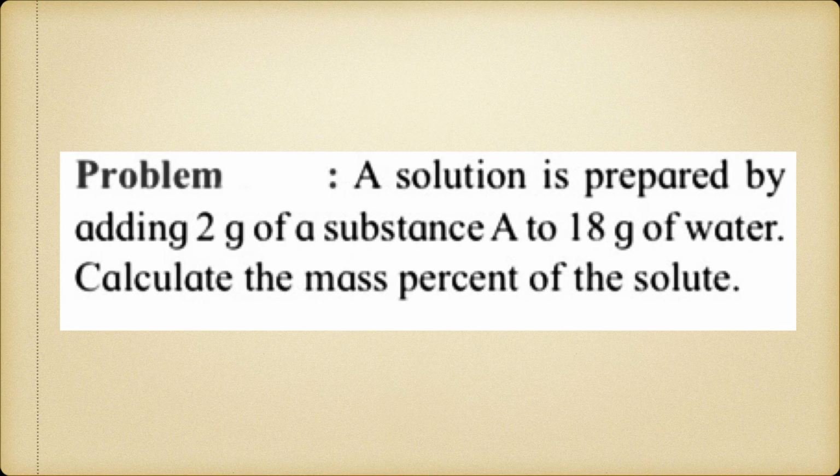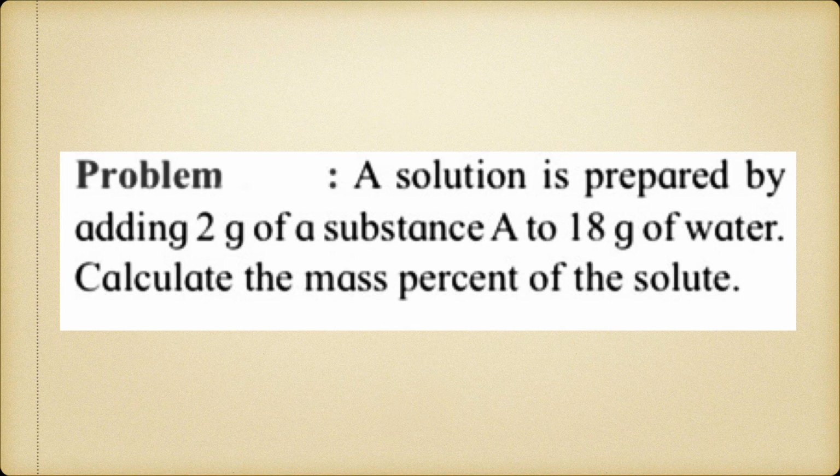So what is the formula for mass percent? It is equal to mass of solute upon mass of solution into 100%. Okay, over here what is given? 2 gram of a substance A to 18 grams of water. Okay, so 2 gram is my solute and 18 gram is my solvent. So if I want to know the amount of solution, I have to add the amount of solute plus the amount of water. So it will be 2 plus 18, that is equal to 20 grams of solution.